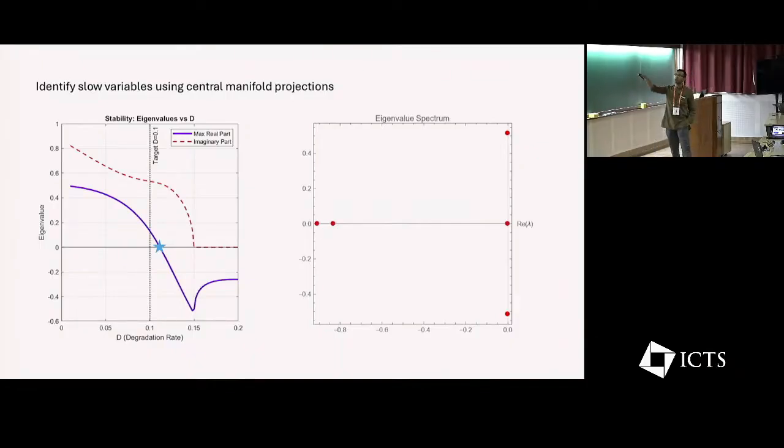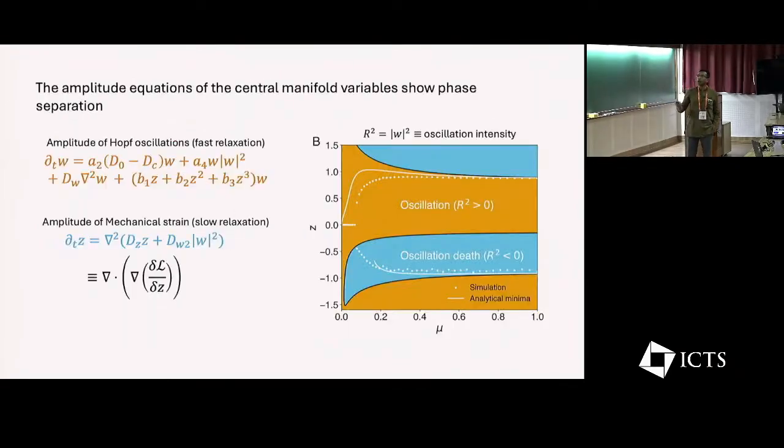In particular, if we are right at the Hopf bifurcation point, if we look at the eigenvalue spectrum, there are 3 slow modes, 3 modes with 0 real eigenvalues. And we can do something called the central manifold projection. Basically, you write down the hydrodynamic version of this. These are hydrodynamic variables. And when you do that, you can write down 2 coupled amplitude equations.